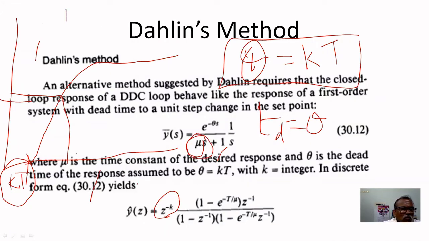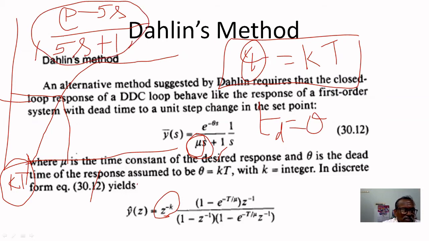Suppose I have an open loop system e power minus 5s upon 5s plus 1. The time constant of the process is 5 seconds. I can design mu as 4, 3, 2, anything. If you reduce it, the response becomes slightly oscillatory, that's all. So mu can be a tuning parameter, chosen as a design parameter.